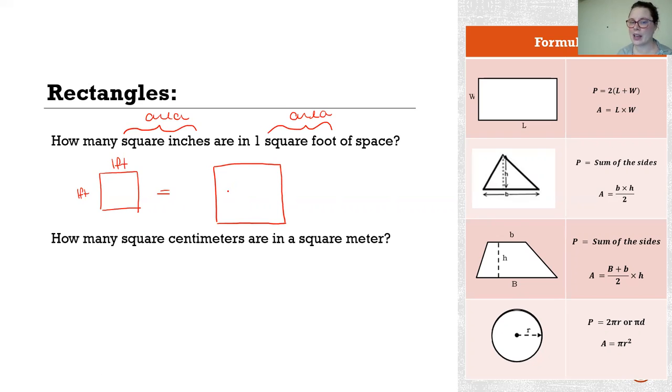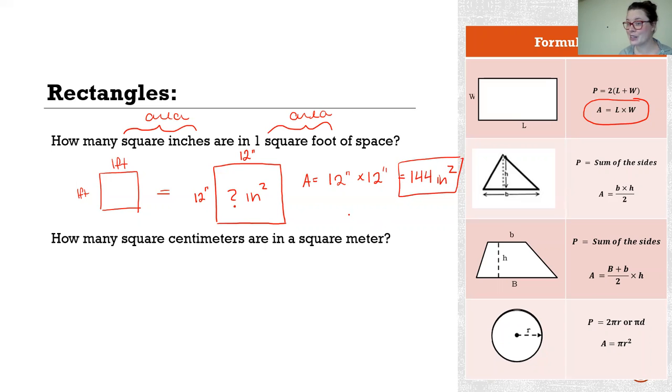So we want to know, how many inches squared would be inside of that? All we have to do is really a simple conversion. How many inches are in a foot? 12. And if it's 1 foot in this direction, it must be a foot in the other direction. So 12 inches by 12 inches. The area of a rectangular shape or a square is length times width. So we're going to do 12 times 12 equals 144 inches squared.